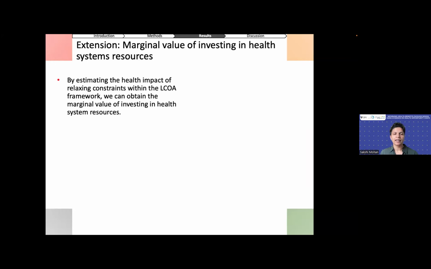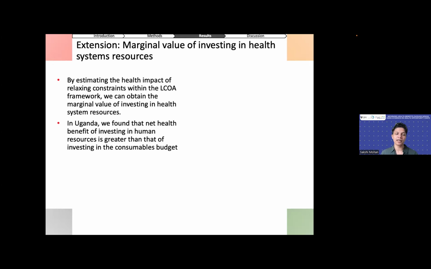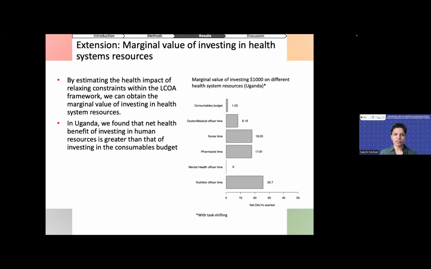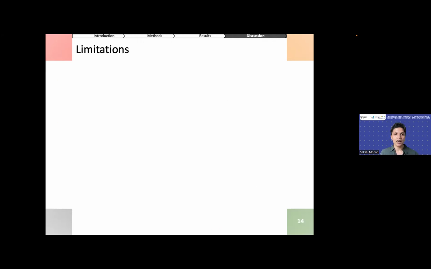Just very quickly, another application of this analysis is that we can understand what's the net health impact of relaxing any of the constraints in the framework. And in Uganda, we found that the net health benefit of investing in human resources was greater than that of investing in the consumables budget. Again, I won't go into too much detail here, but happy to discuss this during the discussion session after the presentations.